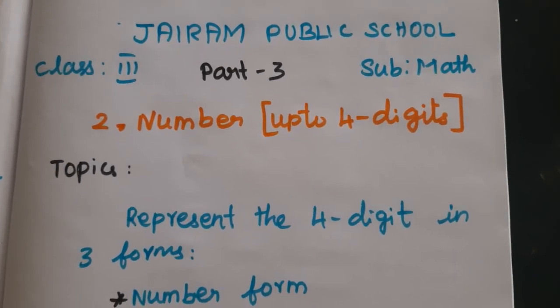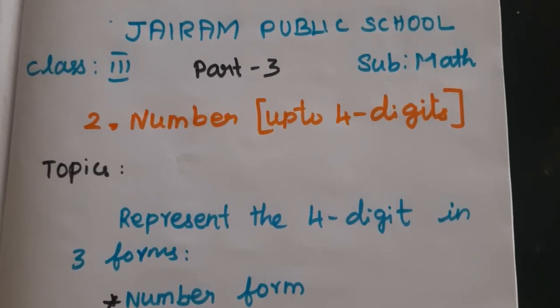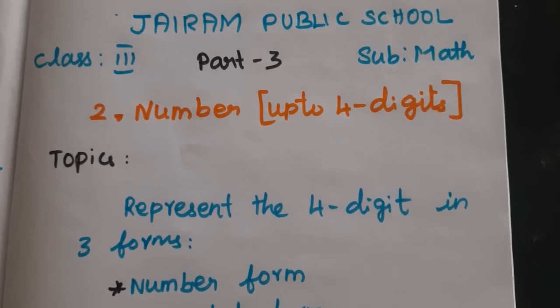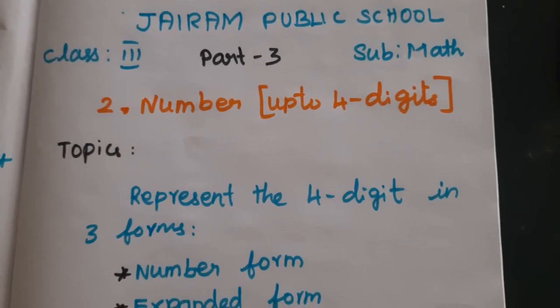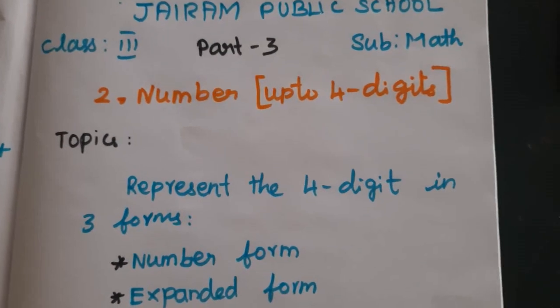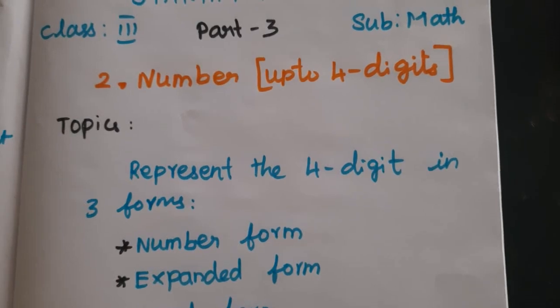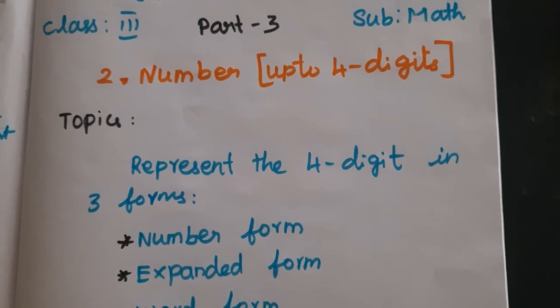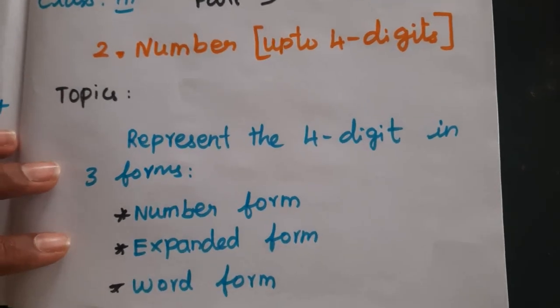Good morning. Today's session we are going to see the math subject for grade 3. So last session we discussed the face value, place value, and expanded form. Last one is word form for 4 digit. I hope everyone understood the concept clearly. Now we start to discuss the next topic.